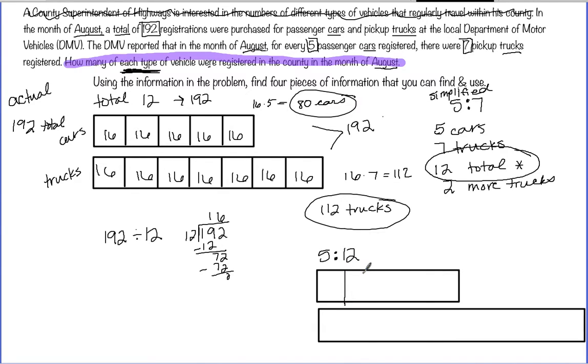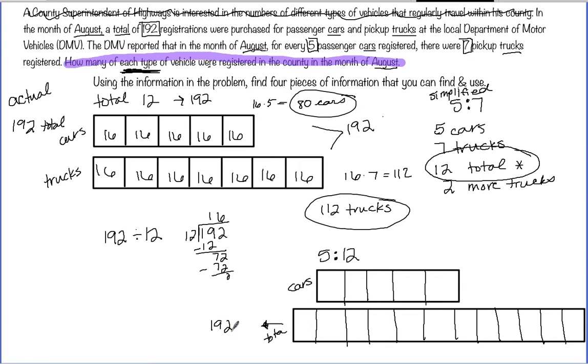So I have 5, 1, 2, 3, 4, 5, and then I have 1, 2, 3, 4, 5, 6, 7, 8, 9, 10, of course. Let's make this a smidge longer. 11, 12. All right, well, I know right now that all of these are worth 1, and that this is the total, and that this is cars. So I know that this somehow has to equal 192.